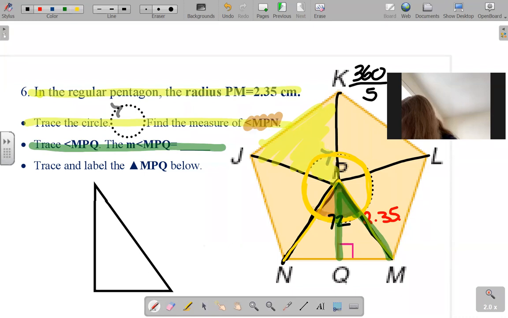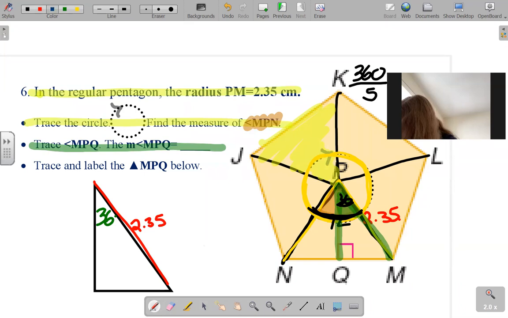Okay. Well, this whole thing's 30. This whole thing is 72. So I'm asking, what would this guy be? So how would you do that? That'd be 36. That is correct. Now, what we're going to do is we're going to bring that 36 over here for a reason. That's 36 degrees. This right here is your radius, 2.35.